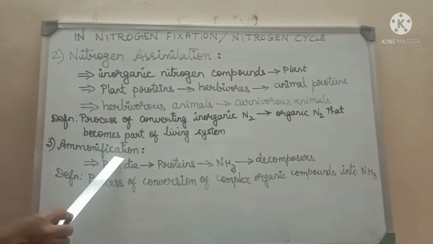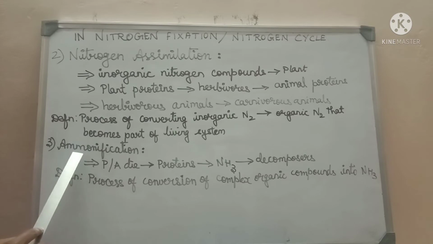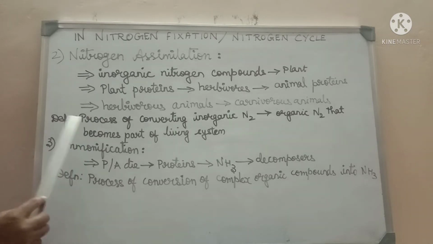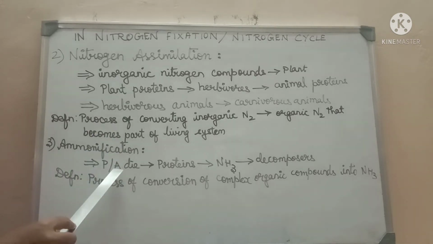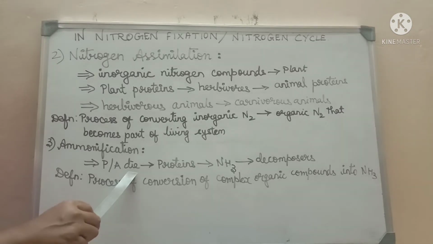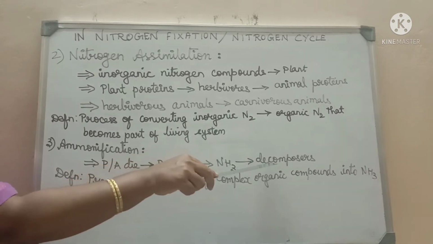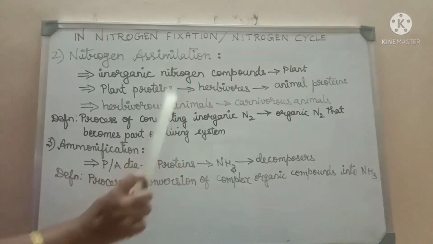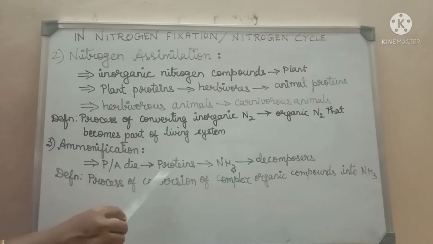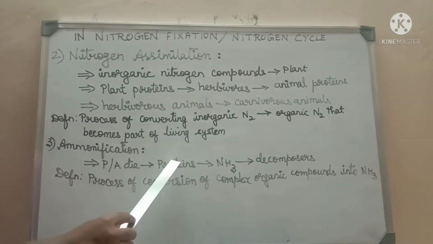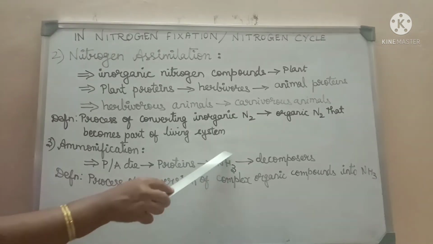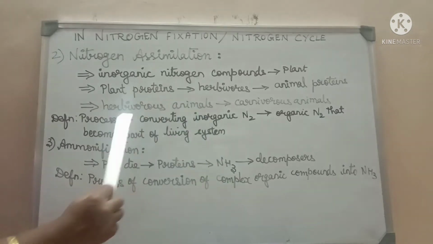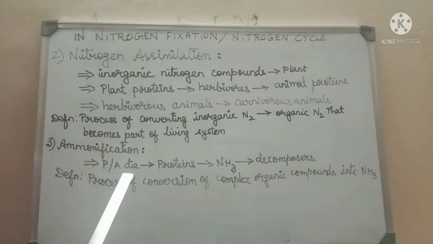The third process is ammonification. By the name itself, it denotes that something is converted into ammonia. Let us see what the product is. Plants and animals usually die and get decomposed by the decomposers that are present in the soil. So the decomposers convert the proteins into ammonia. Now this ammonia is formed in the soil, and that process is called ammonification.